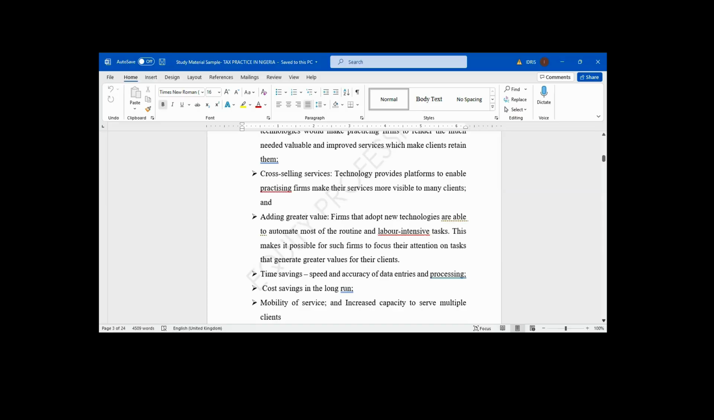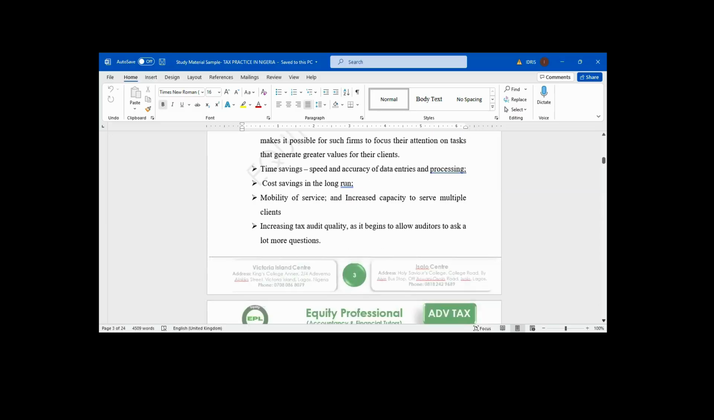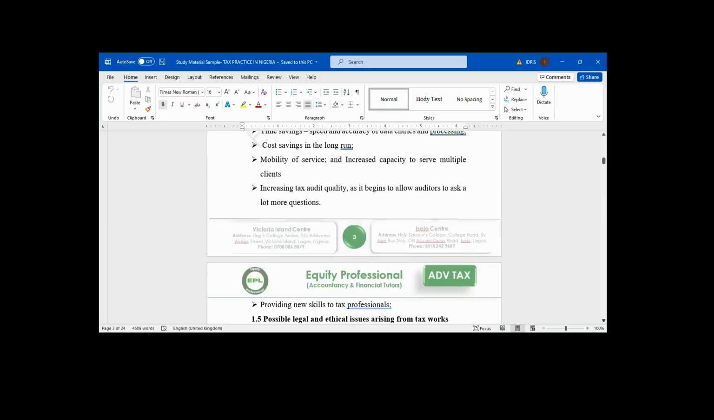So mobility of service is one of the reasons why tax practice firms are saying, let's make use of information technology. Increased tax audit skills. This helps the tax administrator to improve tax audit skills. If they want to do a tax audit, it improves their skills. It helps them to do their job diligently. So this is the reason why tax practice firms leverage on technology, or these are the benefits which technology will give to tax practice firms.